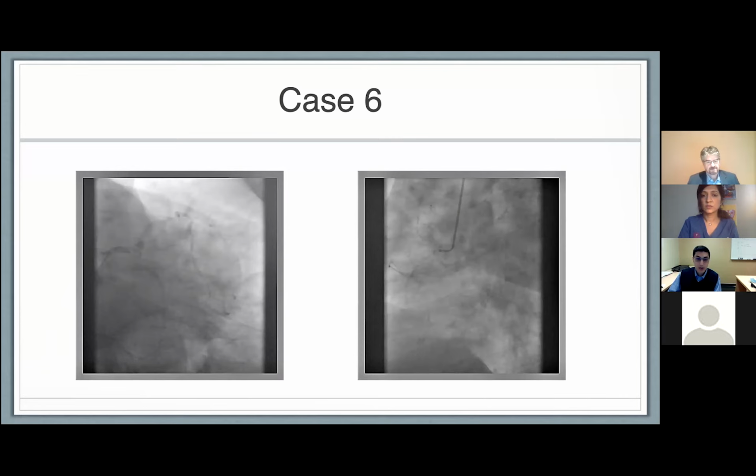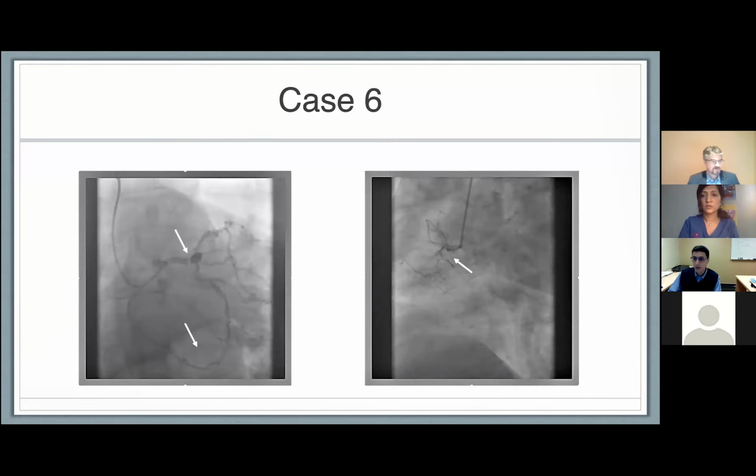And we can see here the images demonstrating quite severe disease. So there was very severe distal left main disease. Again, we see collateralization of the distal PDA from the left circumflex artery. And actually the RCA was completely proximally occluded. So this was unprotected left main disease.